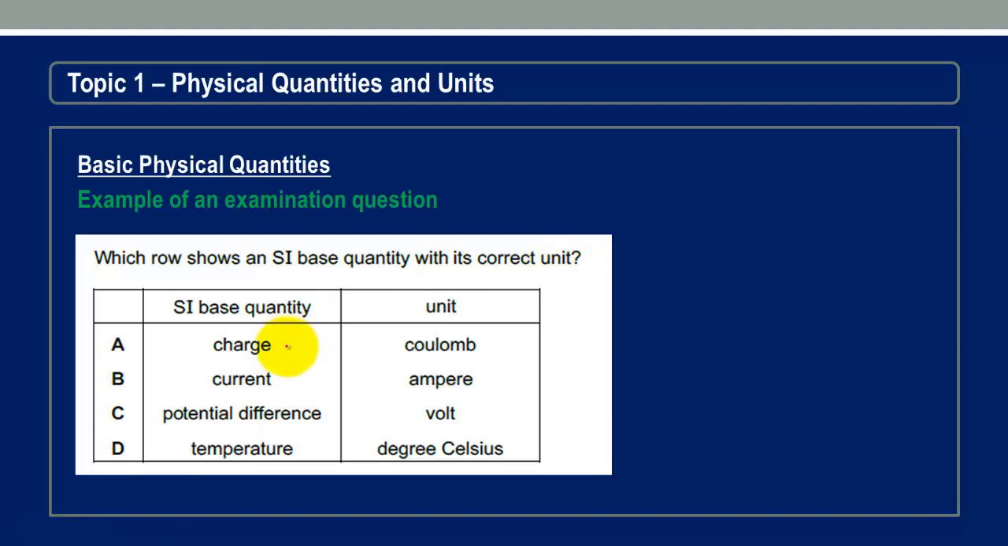If we go back to the table, we find that charge is not an SI base quantity. So this rules out A. Current, however, is an SI base quantity and its unit is ampere. However, let's check C before we settle for B. Potential difference is not an SI base quantity, so that rules out C. D, thermodynamic temperature is an SI base quantity, but its unit is not degree Celsius. So we settle for B.